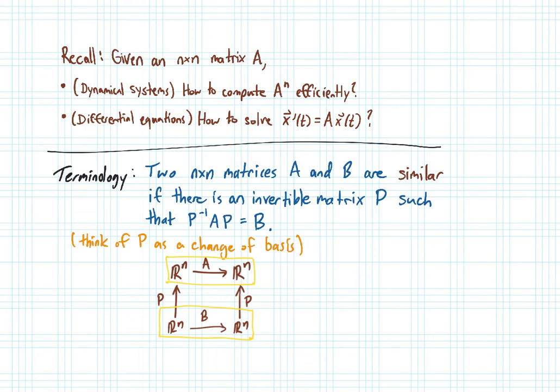If P is a faithful translation, then that should mean that doing B is the same thing as translating and then doing A and then translating back. And that's exactly what the equation P inverse times A times P equals B says. Don't forget that from the point of view of linear transformations, you should read matrix multiplication right to left. So P inverse times A times P means that you do P, and then you do A, and then you do P inverse. So that's translating, multiplying by A, and then translating back.